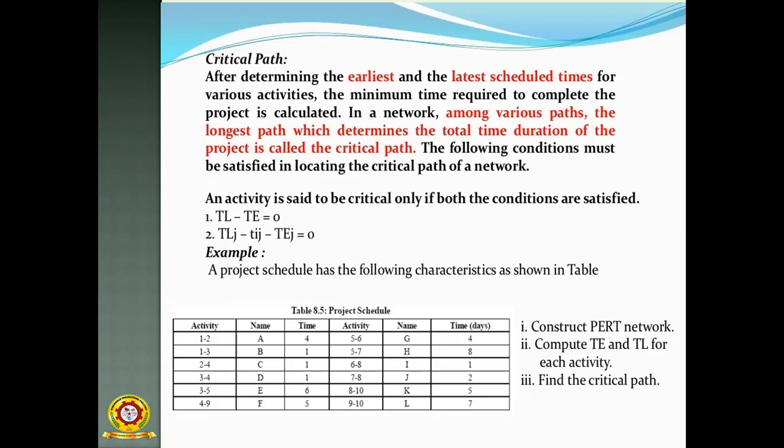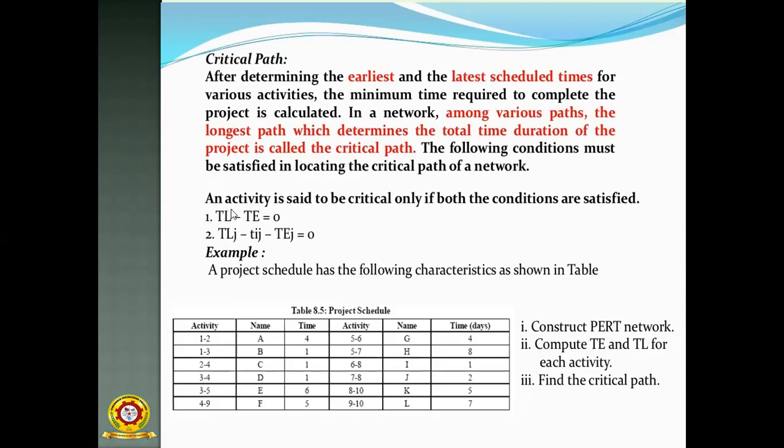Among various paths, we get different types of paths. The longest path which determines the total time duration of the project, the longest path to reach the end point, is called the critical path. The following conditions must be satisfied in locating the critical path of a network. There are two conditions.